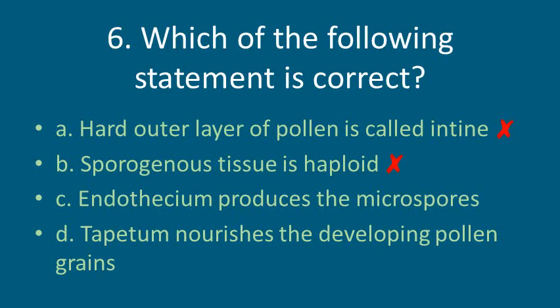Now option C, endothecium produces the microspores, is completely wrong, because endothecium is the wall around the microsporangium, which provides protection and helps in dehiscence of the anther to release the pollen. The only correct answer is option D, that is the tapetum is the innermost layer of the microsporangium as well as it nourishes the developing pollen.